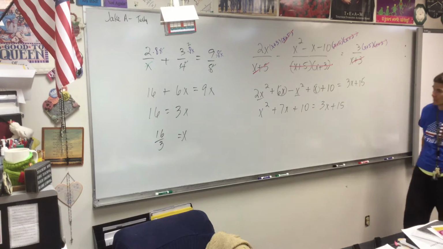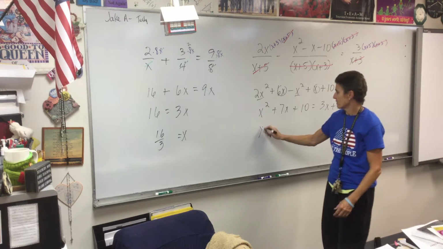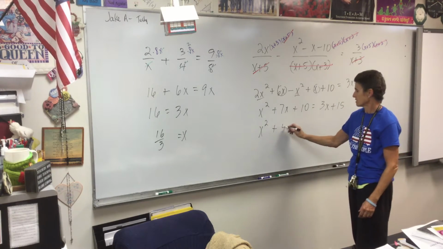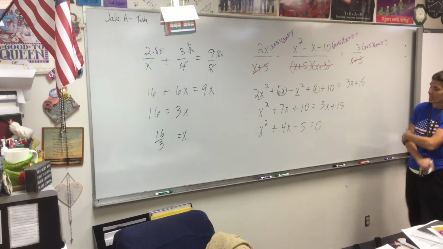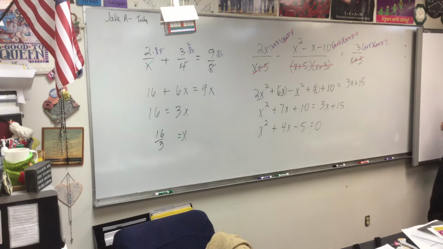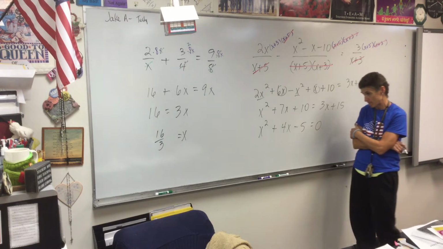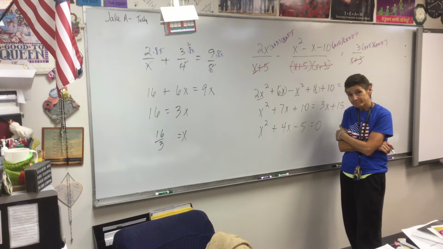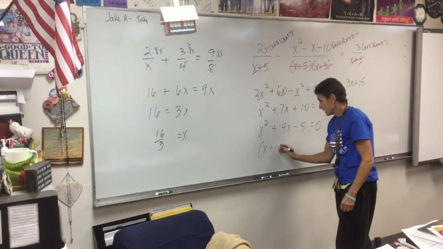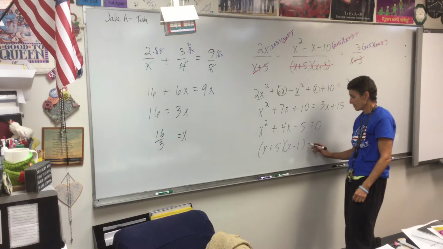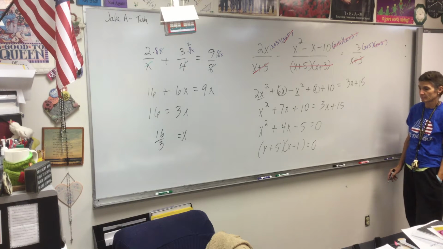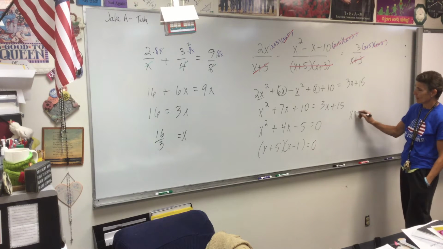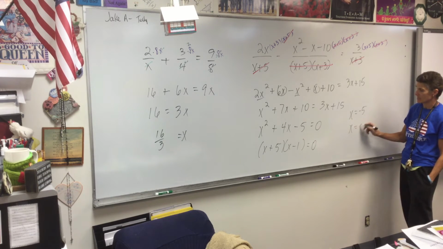Now let's get it set equal to 0. Move everything over. So I have x squared plus 4x minus 5. Move everything over, get it set equal to 0, because that's what we like to do with our quadratics. And then what? Yeah, it factors. Now, if by chance you get one that doesn't factor, then we'll have to use the quadratic formula or complete the square, something. But this one factors, so x equals negative 5 or x equals 1.